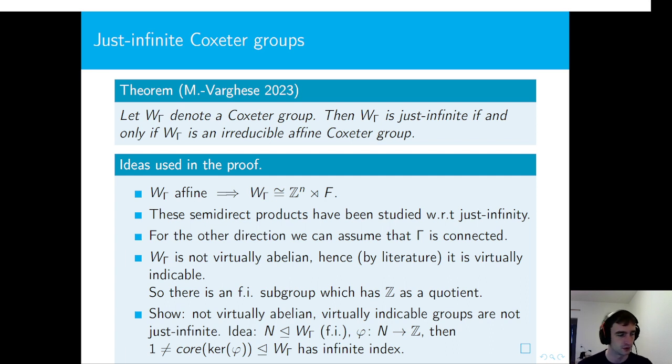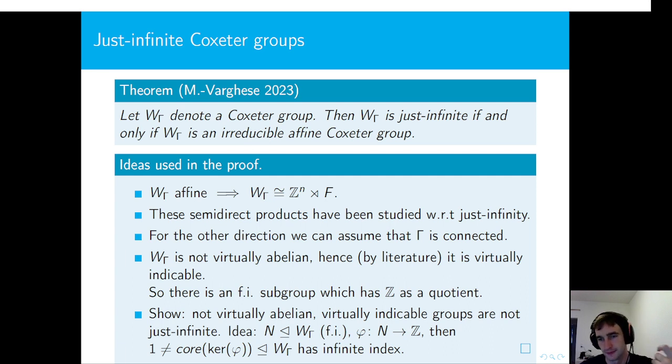So if we want to start investigating the finite quotient case, the question we started with, right? I have two Coxeter groups. They have the same set of finite quotients. Are the Coxeter groups isomorphic? The case where you would really expect this to be true is the irreducible affine Coxeter group case. And this is what we studied.